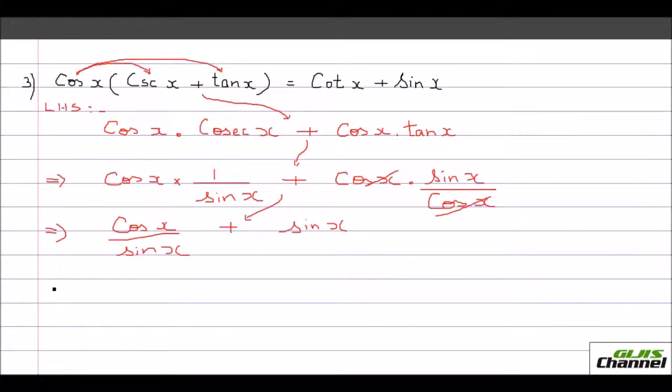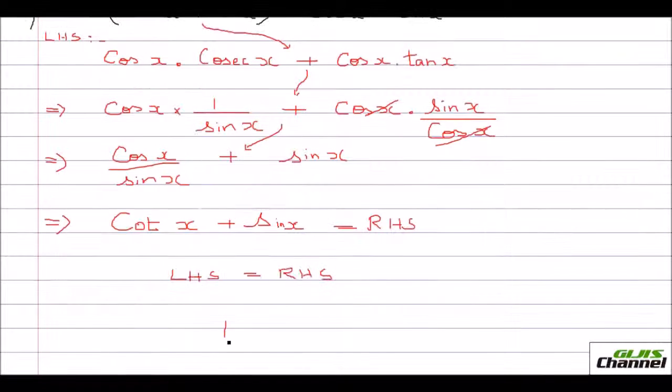Now tell me, what is cos x over the sin x? Yeah, it is cot x, right? So your cot x plus sin x. Yeah, we have got the right hand side, right? So this is matching with what you have in the RHS, the right hand side. That's it. Proved. Hope you would have understood this.